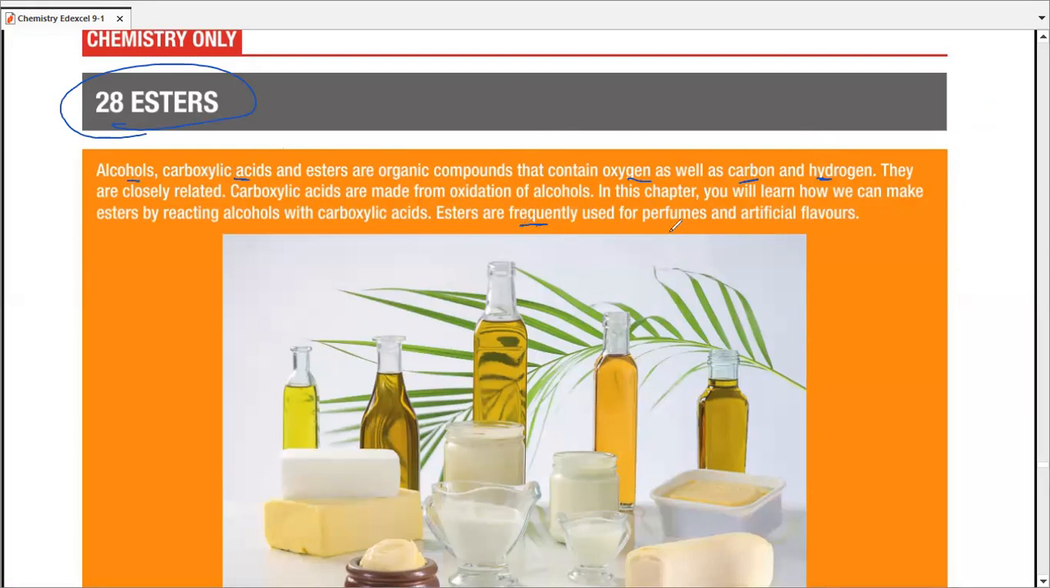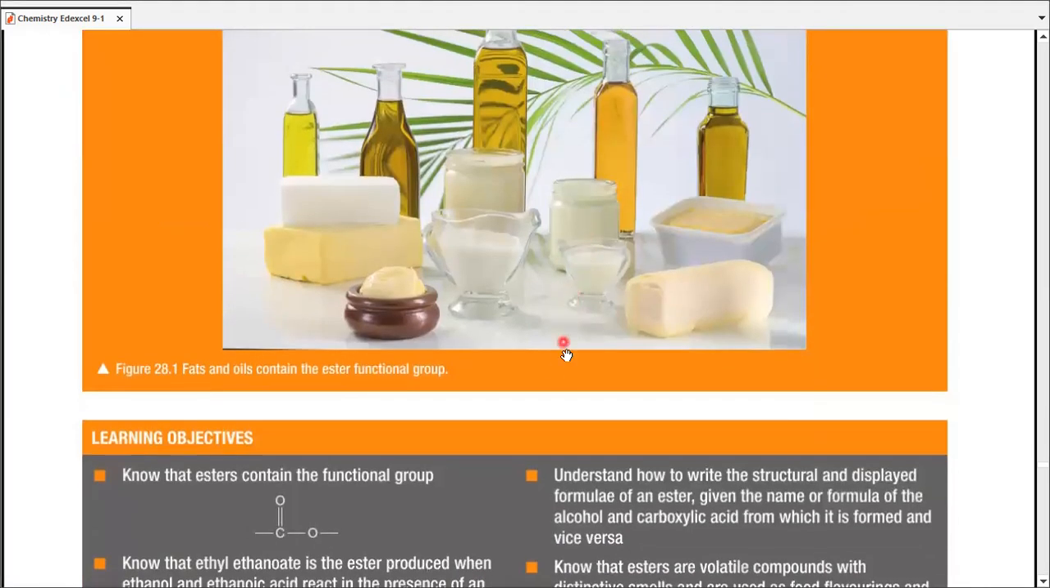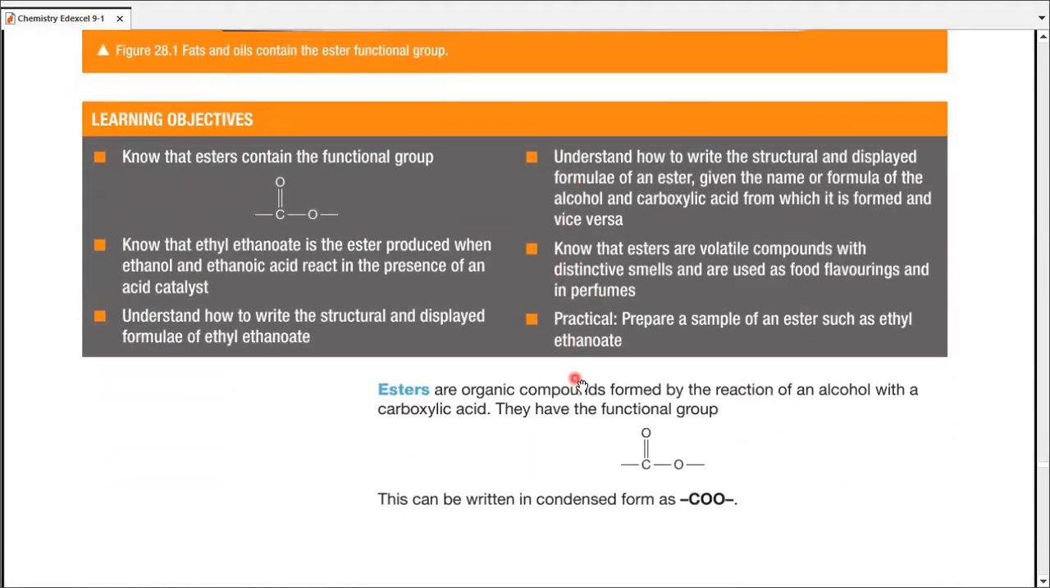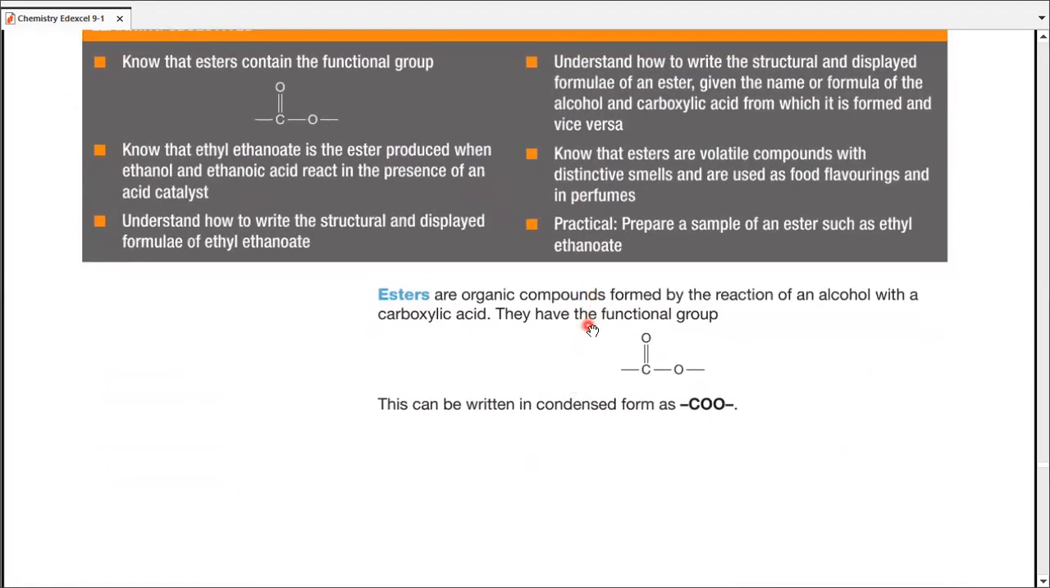Esters are frequently used for perfumes and artificial flavors being on the top of the list, since most of the natural flavors are actually esters themselves. For example, the flavors that we commonly see in children's stuff like the candies or the ice creams, all those flavors are actually esters. Name of fruit, the flavor actually comes because of the chemical being an ester. So yeah, for example, mango flavor, apple flavor, banana, chocolate, vanilla.